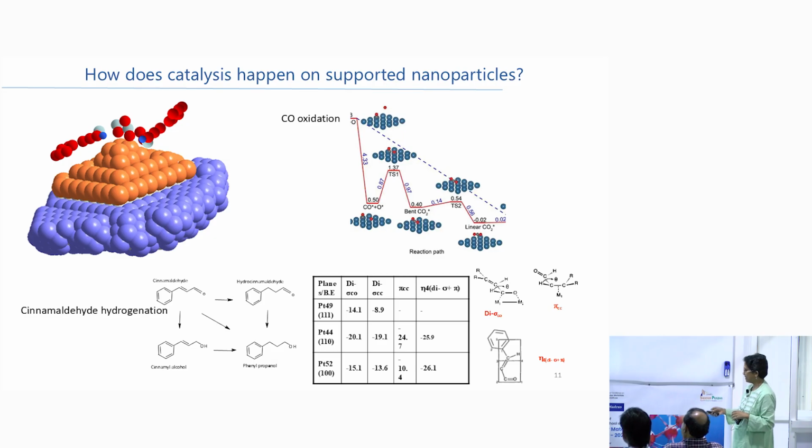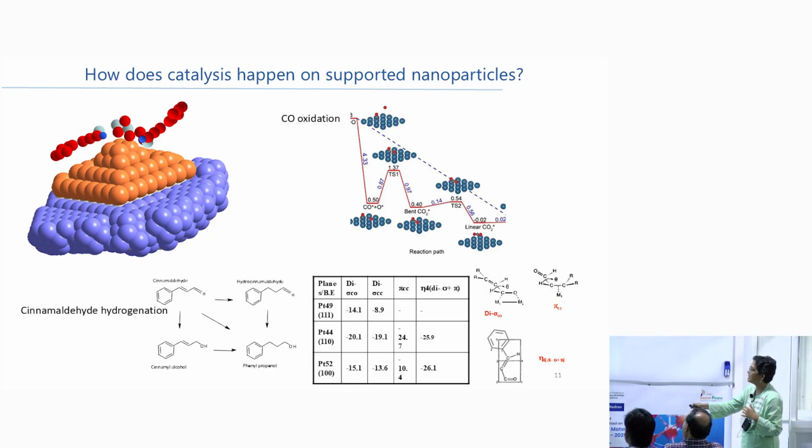But look at cinnamaldehyde hydrogenation. Cinnamaldehyde is a big molecule, right? So it has many different modes of adsorption. For example, it can adsorb through C and O onto two different metals, or through the C=C bond to one metal, or it can go and stick onto the surface like this. It just stands on the surface like this. And depending on the mode, each of these products forms.